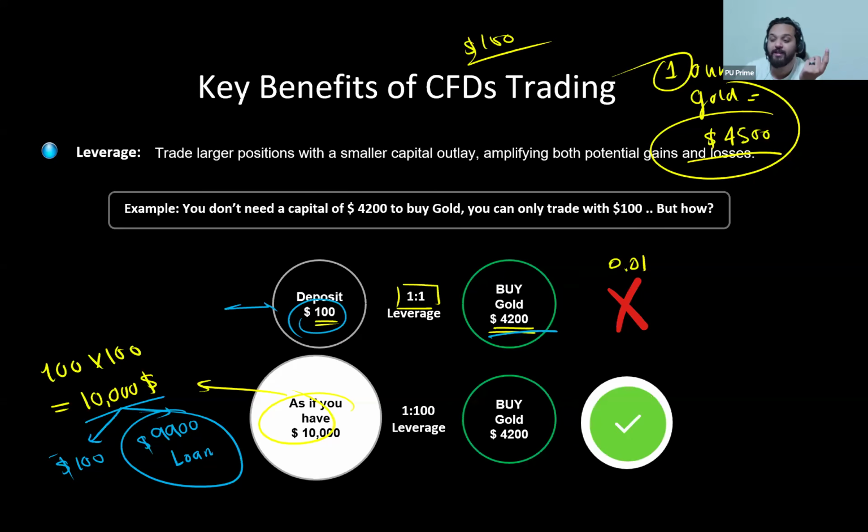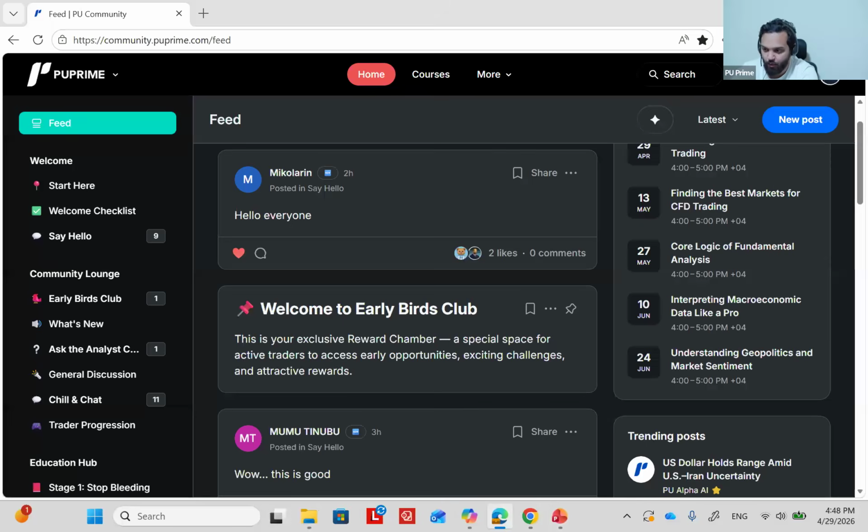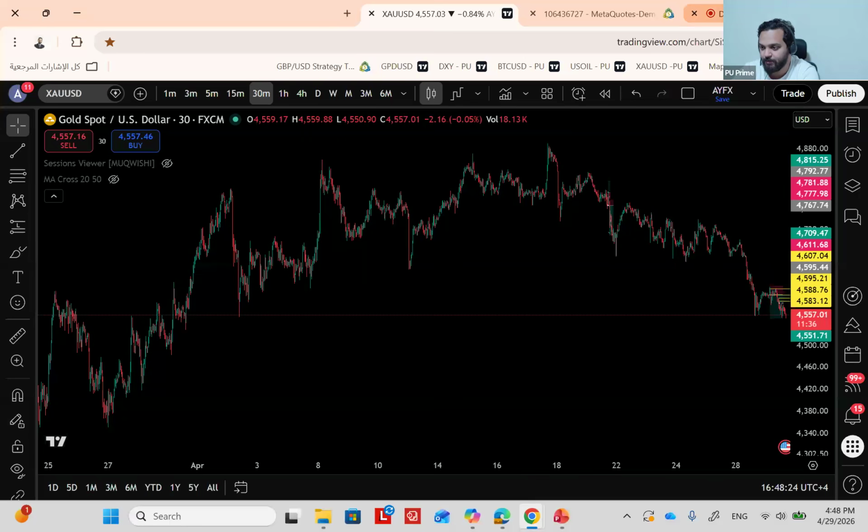This is why CFDs become very popular, because you do not need to have the full amount to invest or to start trading. Is that clear, guys? I hope I simplified the concept.